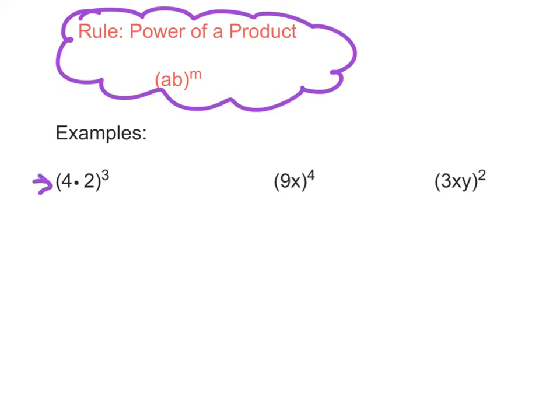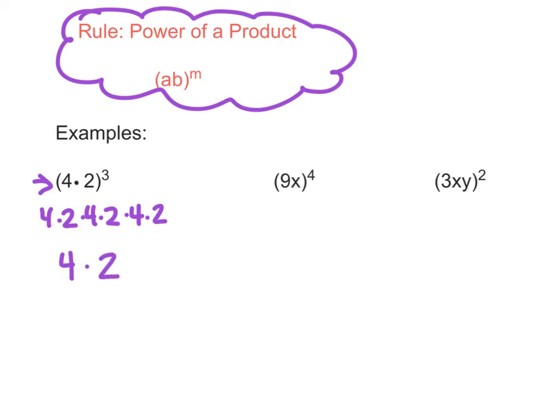So 4 times 2 to the 3rd power means multiply 4 times 2 by itself 3 times. So again, we're going to write 4 times 2 times 4 times 2 times 4 times 2. Now what you'll see here is we've got two different bases. We have a base of 4, so we can write that base. And we've got a base of 2, so we can write that base.